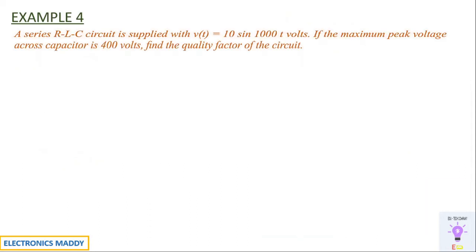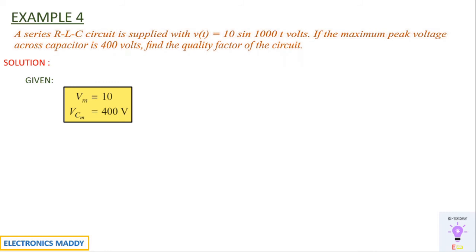They're given a series RLC circuit. They have given the voltage, and they have given the maximum peak voltage across the capacitor as well. Find the quality factor of the circuit. So this problem is very straightforward. Just try to do it on your own by pausing this video at this point in time. In case you are not able to solve it, nevertheless you will be able to understand by this approach.